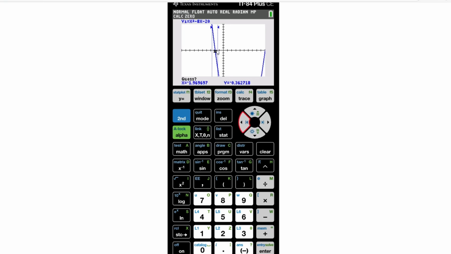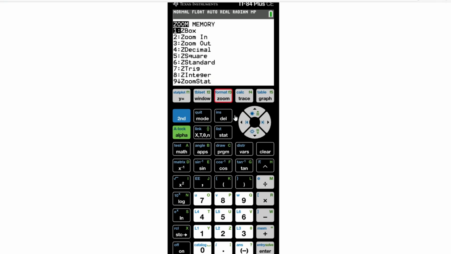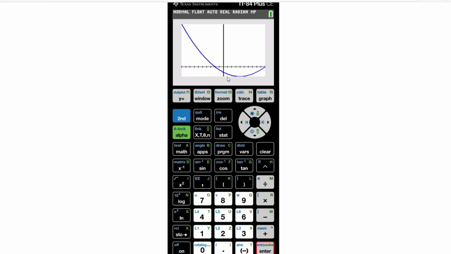And when you hit guess, you should put the cursor on where you think the 0 is, which is somewhere around here, and it'll tell you that the 0 is at x equals negative 2. When you use this method, just be careful, because sometimes, like in this case, the graph isn't fully shown on the set of axes, so you can go zoom, and then you can scroll down to where it says zoom fit, and it'll automatically set the window so that you can see both zeros.